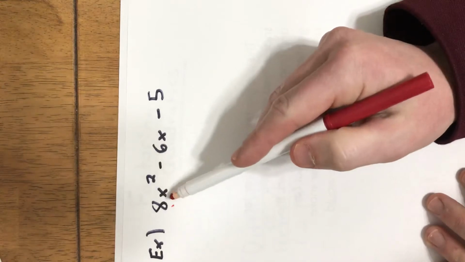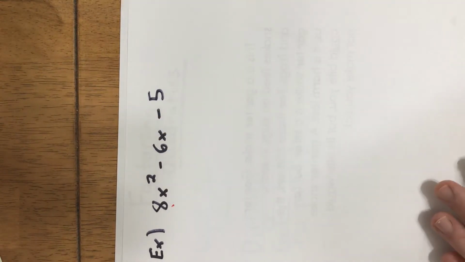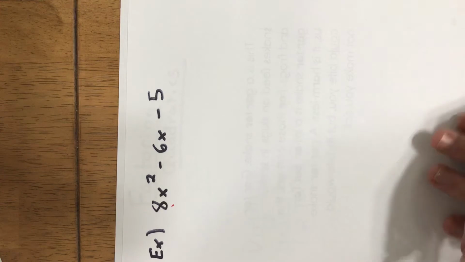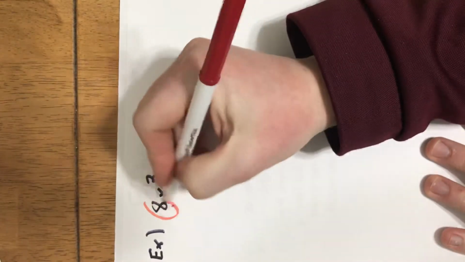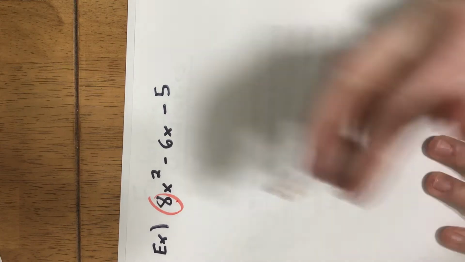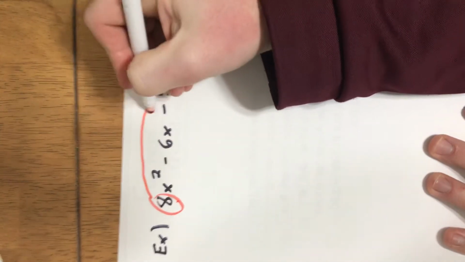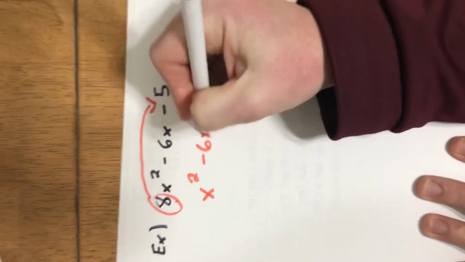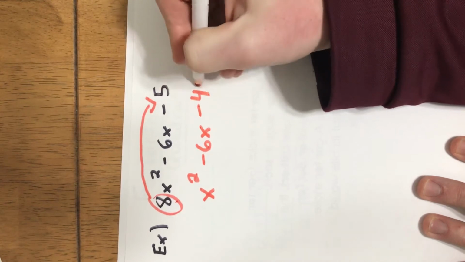I count my terms, 1, 2, 3 terms. That means I'm dealing with a trinomial. So that means I'm either using the x method or I'm using slip and slide. Again, 2 terms would be difference of perfect squares. Because I have an 8 here, that tells me I got to do slip and slide. So I'm going to multiply my 8 times my negative 5, and I get x squared minus 6x minus 40.